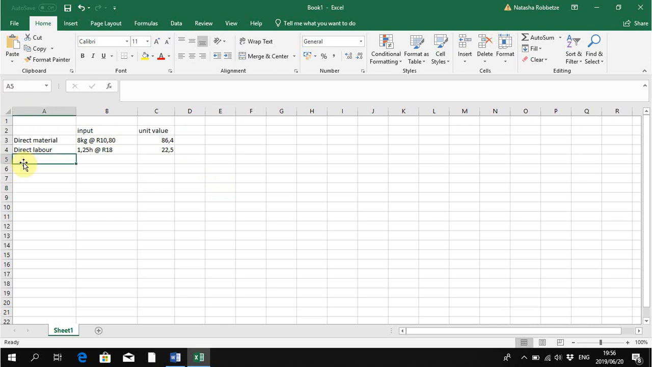Right, then we are on variable overhead. And we were told that it is allocated on the basis of direct labor hours, which is 1.25 hours, and the rate we are told is 6 Rand. And if I multiply these input values, I get 7 Rand 50. Then we are on fixed overhead. And for the fixed overhead, they say it's also on the basis of direct labor hours, and there the rate is 13 Rand and 60 cents. If you multiply those input types, you get 17 Rand per unit.